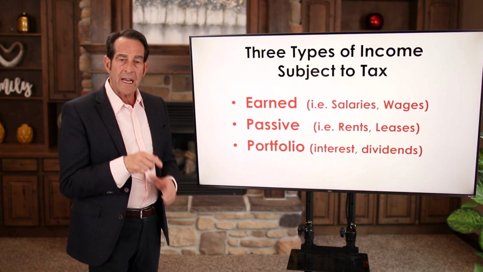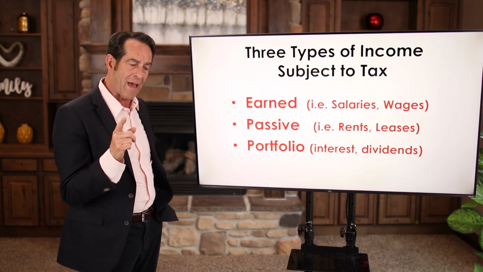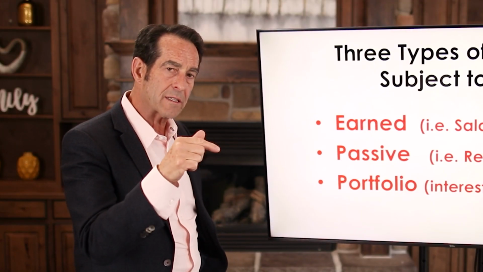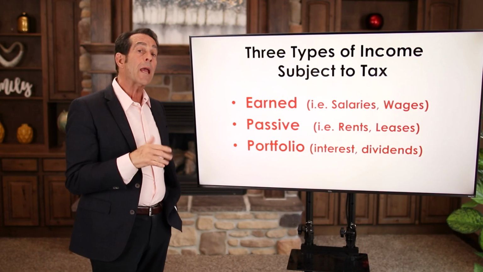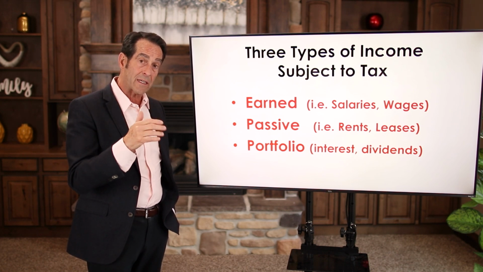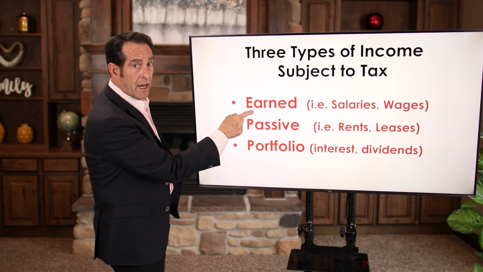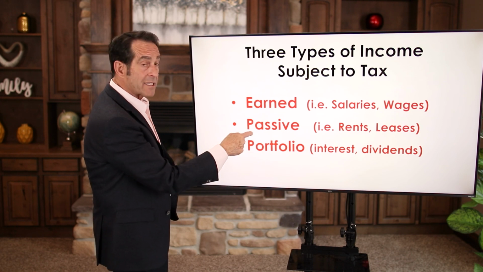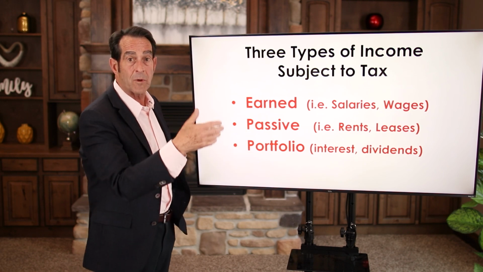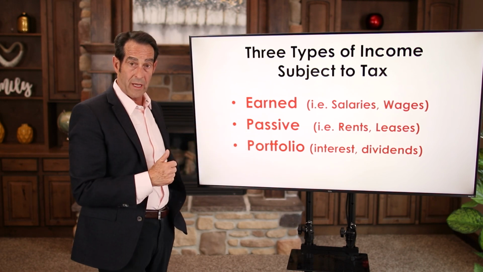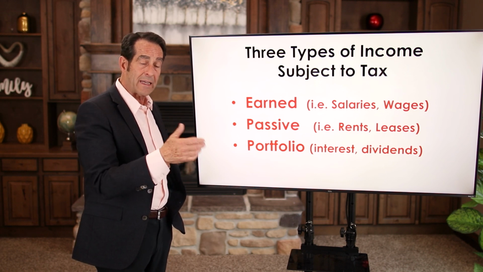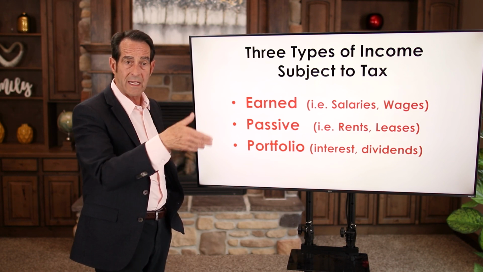But let me share with you the 3 types of income that are subject to income tax in America. You ready? Ever since 1986 tax reform, that's when President Reagan was serving his second term, there's only 3 types of income Americans pay income tax on. Earned income, which would be salaries and wages, passive income, which would be rental income or lease income, and portfolio income, which is where most people get income off of their IRAs and 401ks in the market.